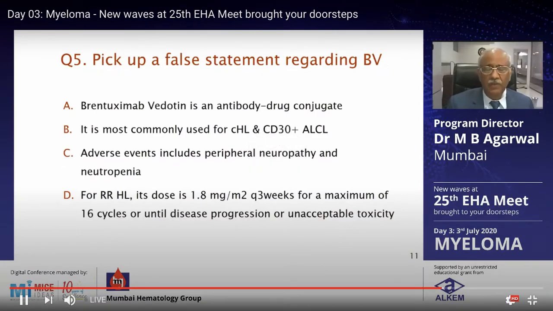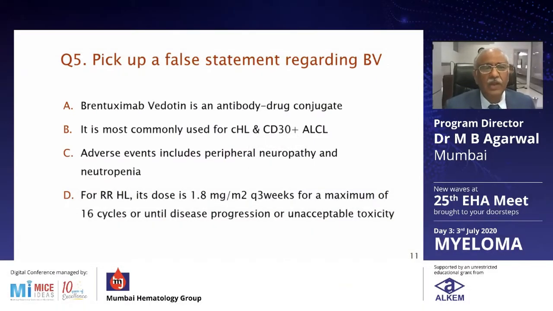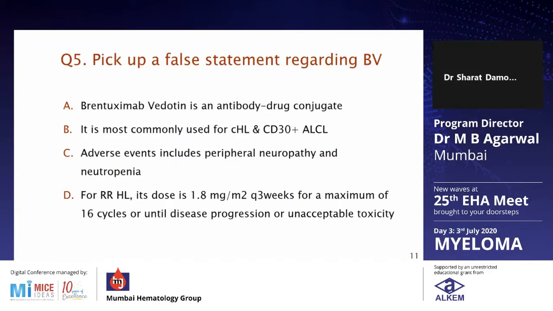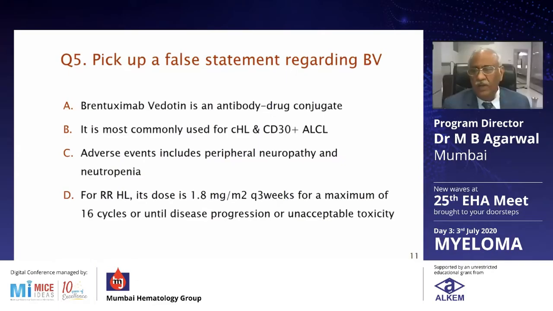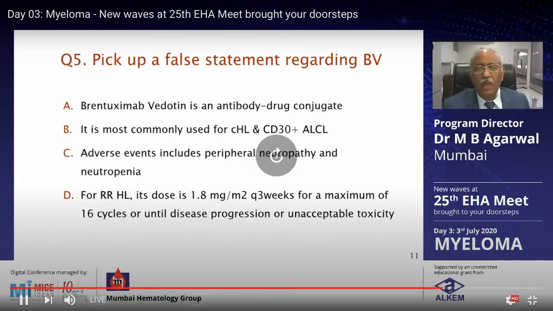And you have to pick up a false statement. So brentuximab vedotin is an antibody drug conjugate. B, it is most commonly used for classical Hodgkin lymphoma and CD30 positive anaplastic large cell lymphoma.